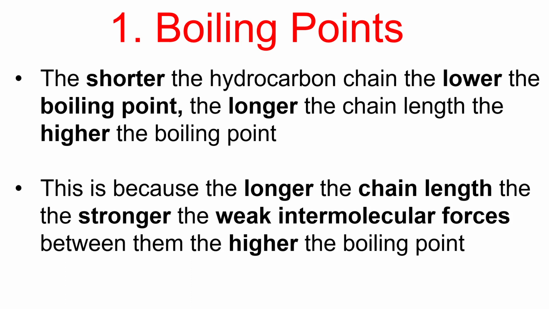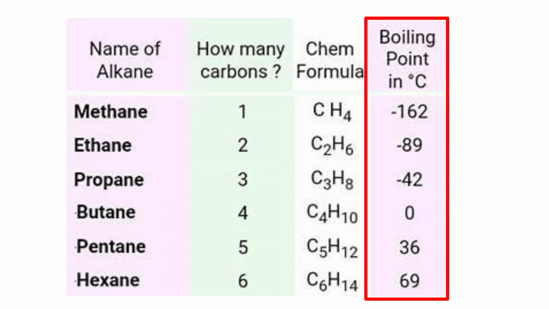This is because the longer the chain length, the stronger the weak intermolecular forces between them, the higher the boiling point. And as you can see here, methane has a really low boiling point, minus 162. Ethane, minus 89, propane minus 42. Butane, bang on 0. As you can see, they increase with the chain length because there are stronger weak intermolecular forces. You're going to see this is very important when we come to separating them out in fractional distillation in our next little part.